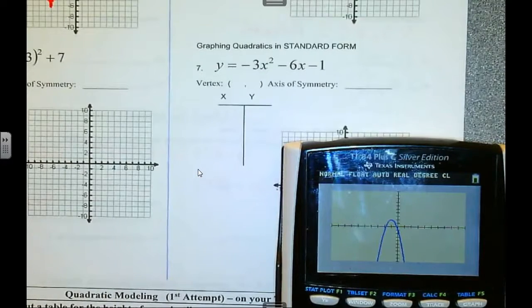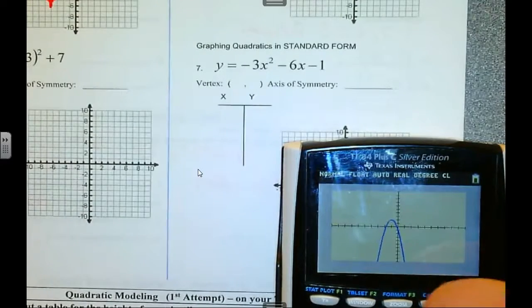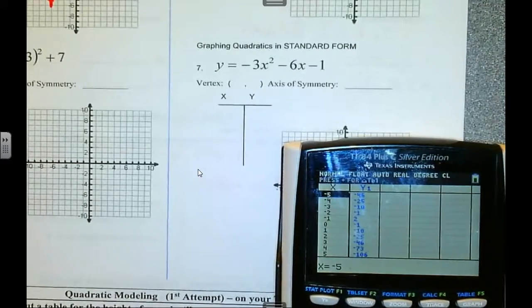Okay, now, if you're lucky, and most of the problems on tests and quizzes in Algebra 2, you can figure out what the vertex is by going to your chart. Again, most of the times you can do this. Hit second graph, go to your chart, look for your y value that starts to repeat. And it looks like -1. See it? So my vertex is -1, 2.